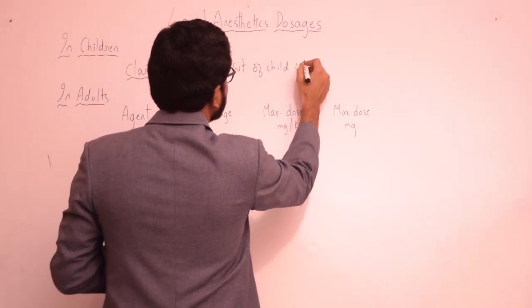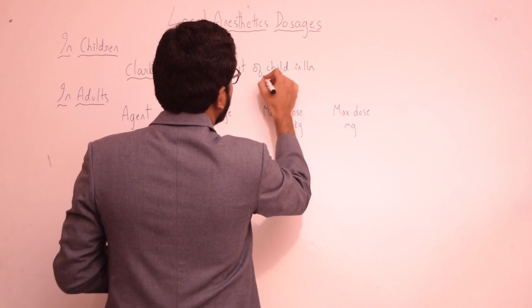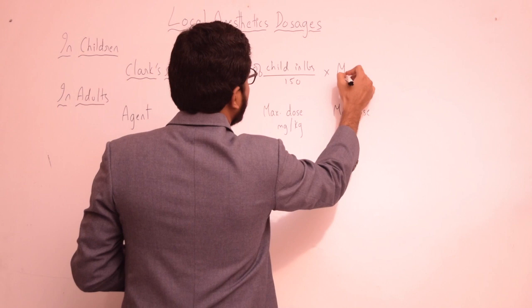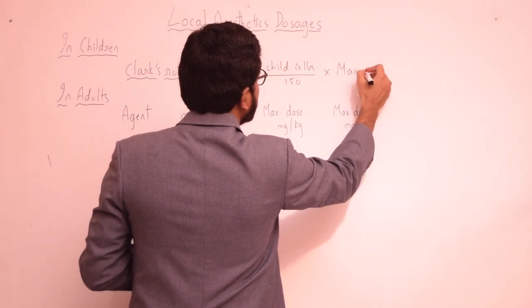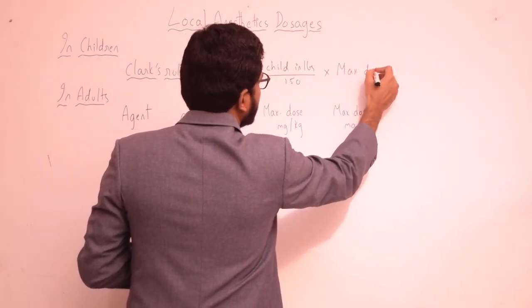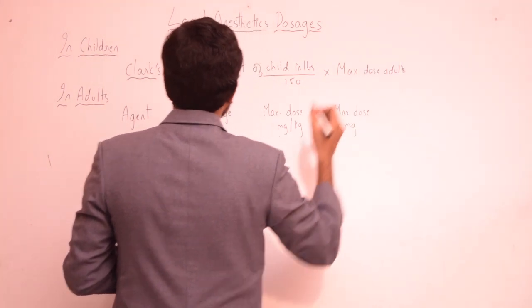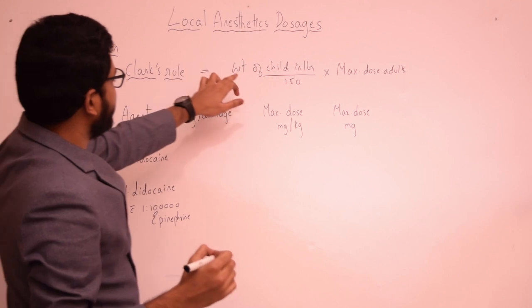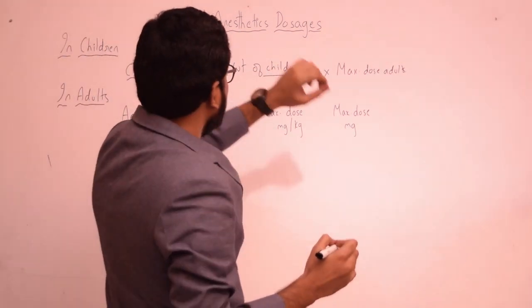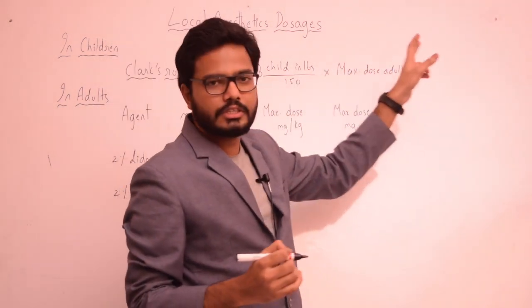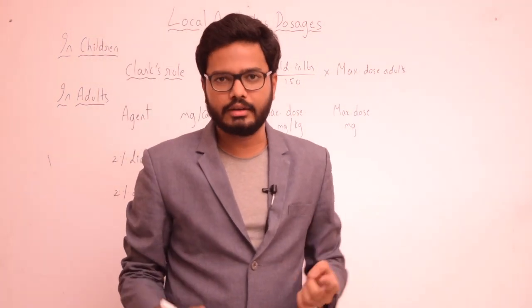in lbs divided by 150 into the maximum safest dose that's given for adults. So that's how we can calculate the safest dose of local anesthesia for children based on their weight and based on the maximum safest dose that can be given for adults.